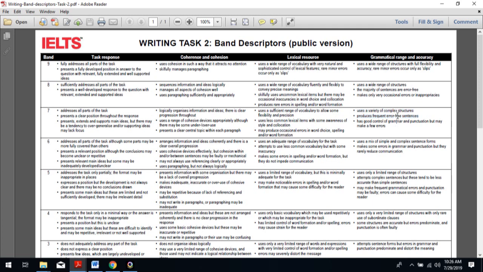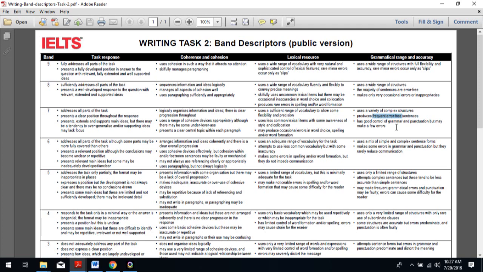So take note, again, you are supposed to come up with complex sentences. Complex sentences are sentences that use, for instance, subordinate conjunctions or conjunctive adverbs, and more. So if you don't know how to write complex sentences, well, that's easy. Simply Google them and find out how you come up with complex sentences. And then, of course, you also need to produce frequent error-free sentences.